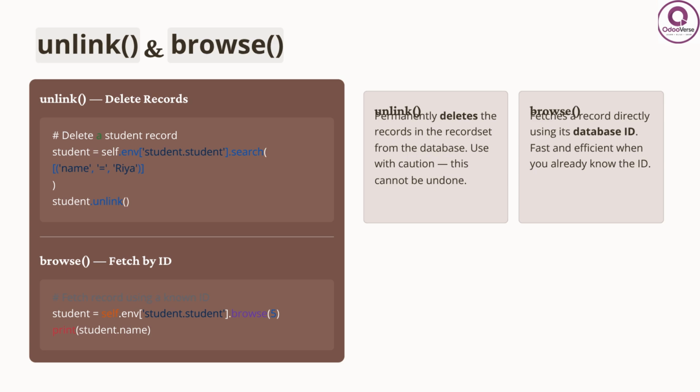Now, let's understand two more important ORM methods, unlink and browse. Unlink is used to permanently delete records from the database. Since deleted data cannot be recovered easily, this method should be used carefully. Next, browse. Browse fetches records directly using their database ID. It is very fast and useful when we already know the record ID.